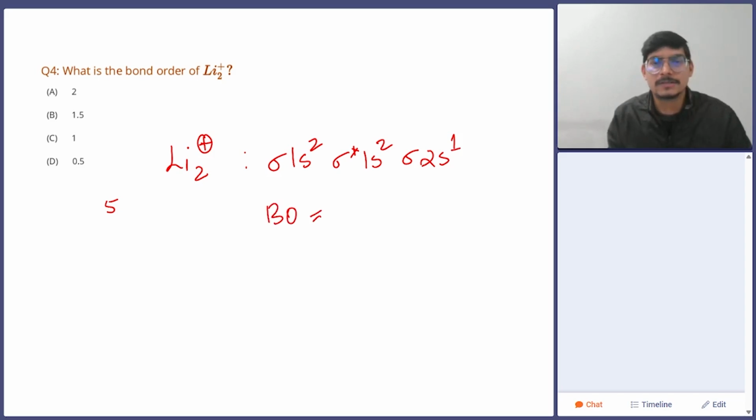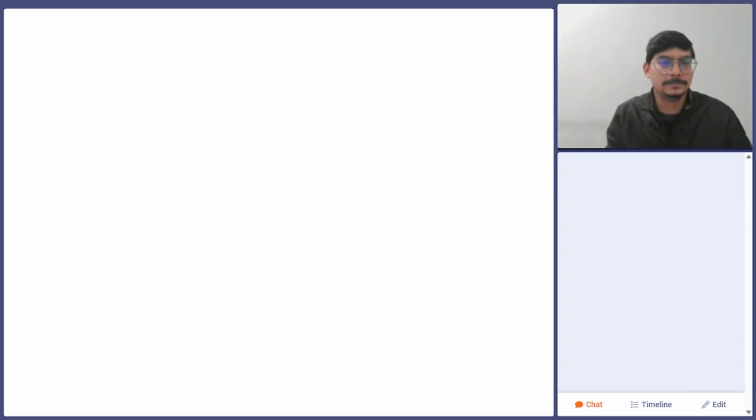So now it's not rocket science, it's absolutely simple. The bond order would be the number of electrons in bonding molecular orbitals, which is 3, minus the number of electrons in anti-bonding orbitals, which is 2. So 3 minus 2 is very simple, 1 by 2. So the bond order of this is half. So the correct answer is option D.